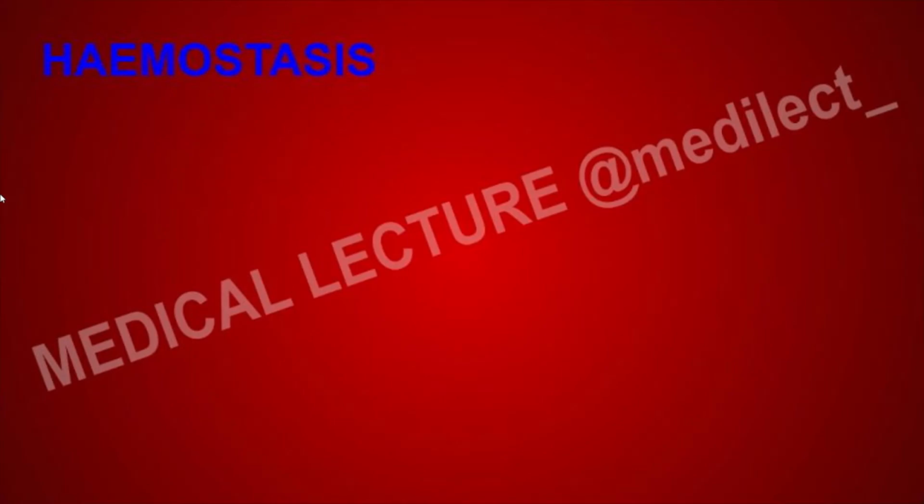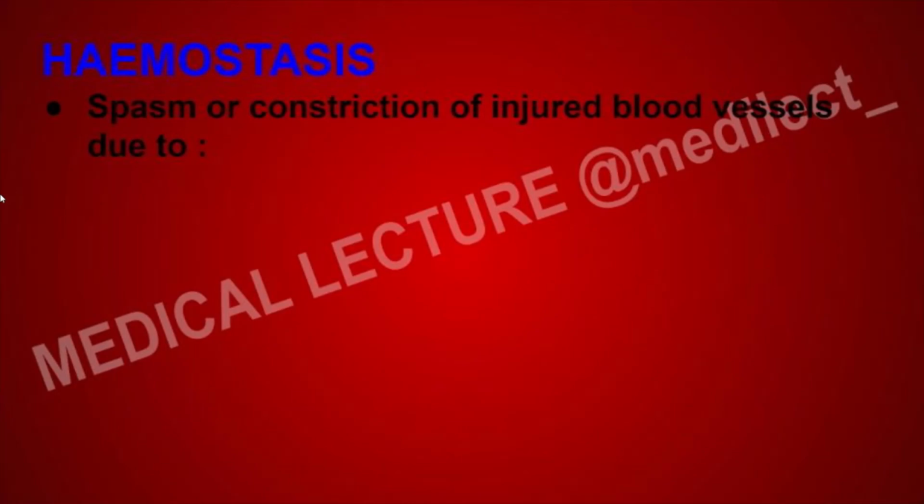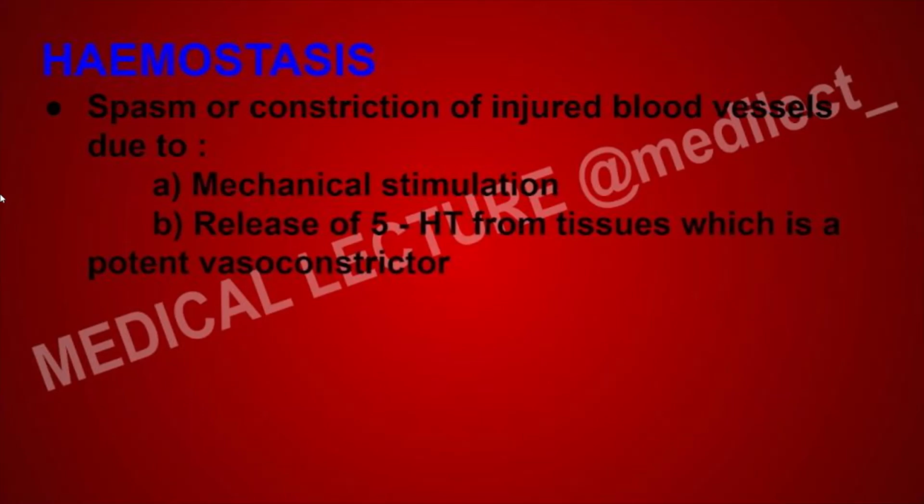Hemostasis is the spontaneous arrest or the prevention of bleeding by the physiological processes. So, firstly, the spasm or the constriction of the injured blood vessels occurs, and it is due to the mechanical stimulation and releasing of the 5-HT, that is the serotonin, from the tissues, which is a potent vasoconstrictor. We discussed this before also, right?